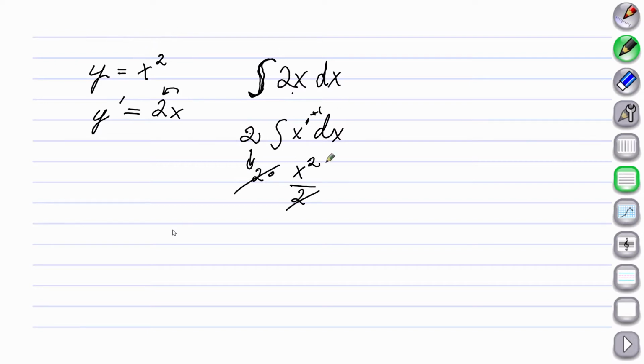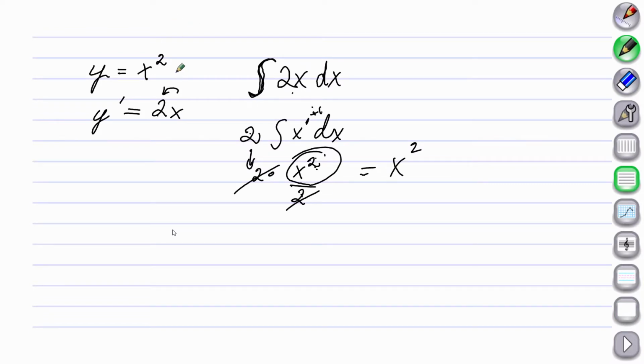So it leads us back to our original problem. That's the idea of integration. We have the derivative. We're trying to figure out what the original problem was, which was x squared. So we add 1 to the power, and then whatever the power is, if it's a 2, we're going to divide by a 2. If it's a 3, we're going to divide by a 3. Whatever this power is, that's what we divide by. Strange, huh?